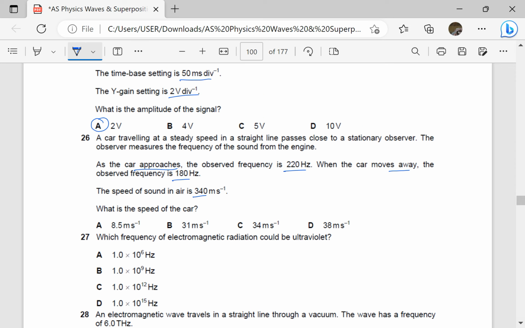If it is moving towards, the denominator will be minus, and if it is moving away, the denominator will be plus. So we just substitute. Observed frequency 220 is equal to 340 divided by 340, minus the speed of the car because it's moving towards, times the normal frequency, which I will call Fs. Then if it is moving away, the observed frequency is 180. This will be equal to 340 divided by 340 plus Vs, because it's moving away and the frequency is lower, times the frequency of the source Fs. So I'll just divide the two equations.